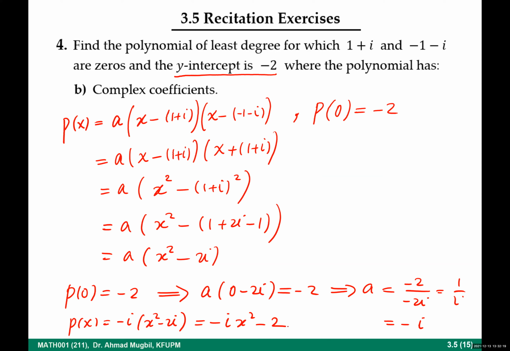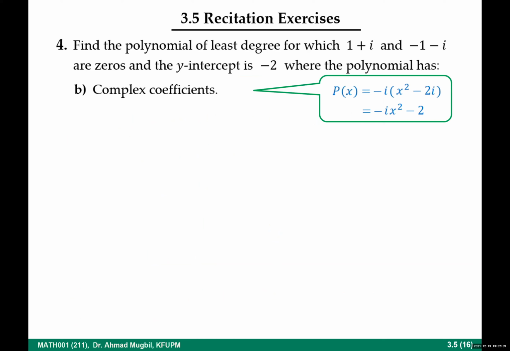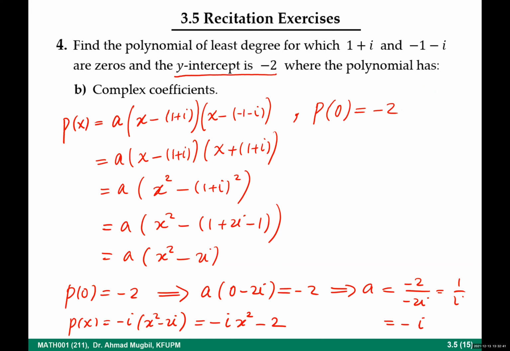Right? So what we did here: since the coefficients are complex, not necessarily real, we don't have the conjugate. We don't have the free offer that if you get a complex zero, its conjugate is also a zero. Okay? So this is the function that we are looking for. Is it the same as we obtained? Yes.